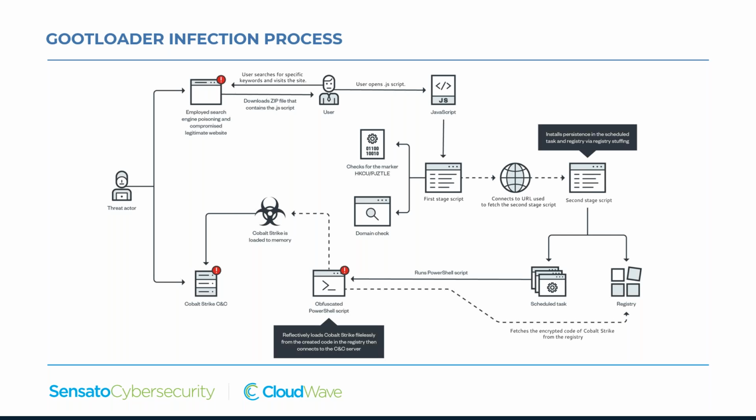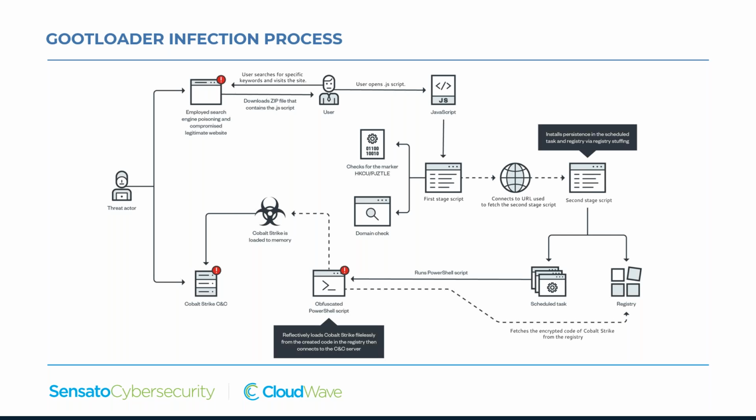So that script's going to go out and look at a domain, and then it's going to connect to a URL where it gets that second stage script. The second stage script is going to create that scheduled task, and then it's going to run that PowerShell script at the bottom. The PowerShell script is going to go to the registry, which you see in the dotted line, and then it's going to execute out of the registry.